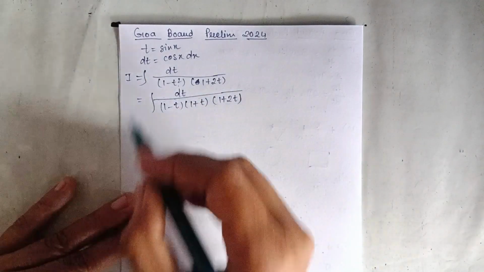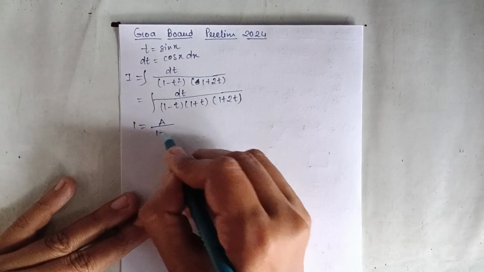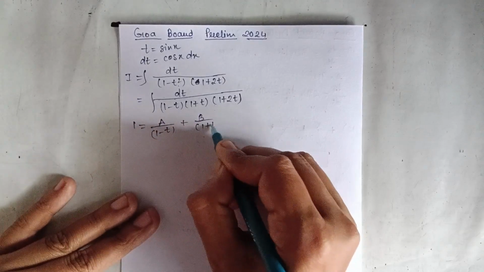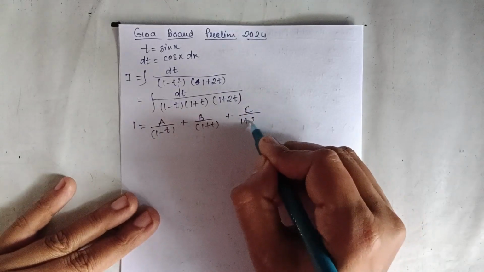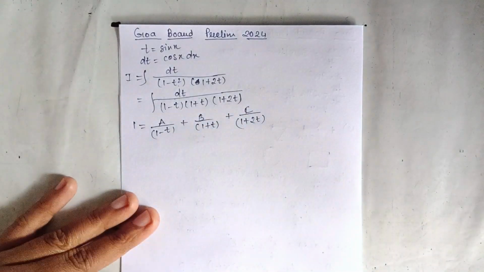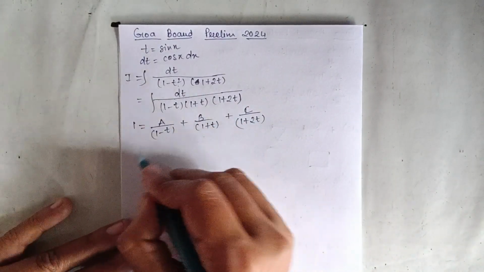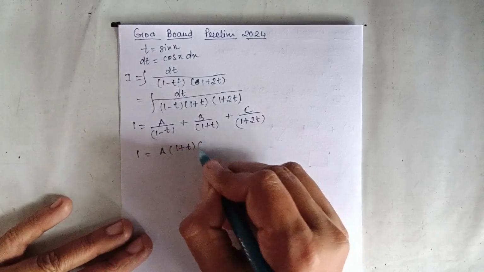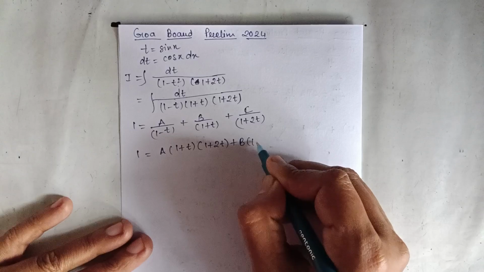Okay. So using partial fraction, 1 equal to a upon 1 minus t plus b upon 1 plus t plus c upon 1 plus 2t. Okay. We have to find a, b and c. So cross multiplying and you will get a into 1 plus t, 1 plus 2t.